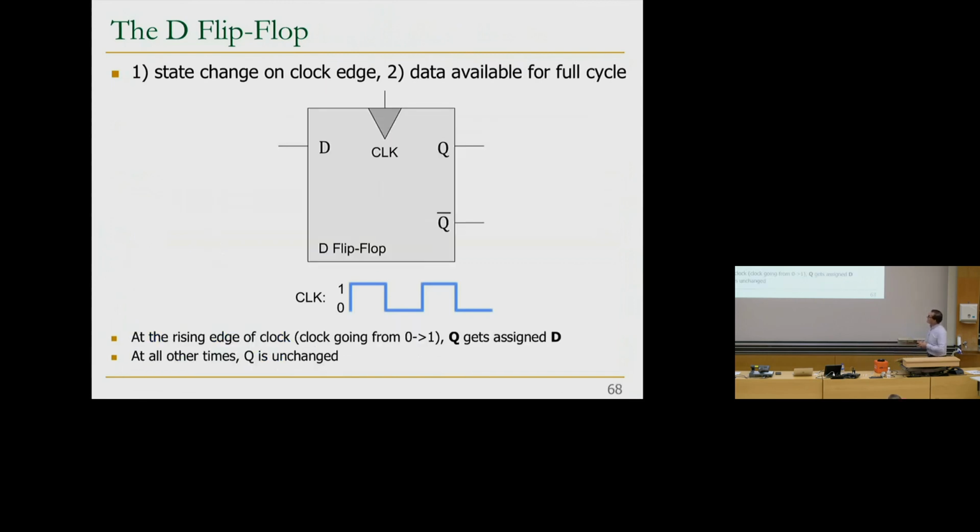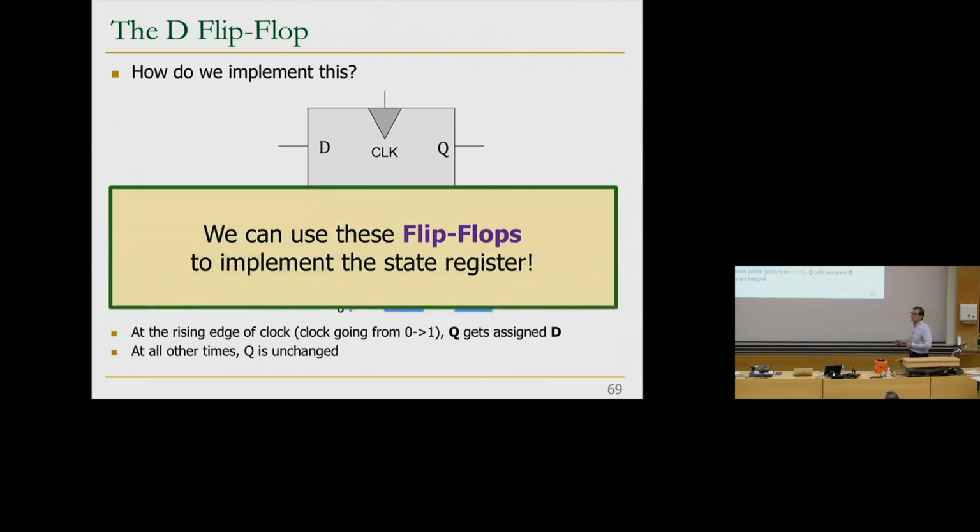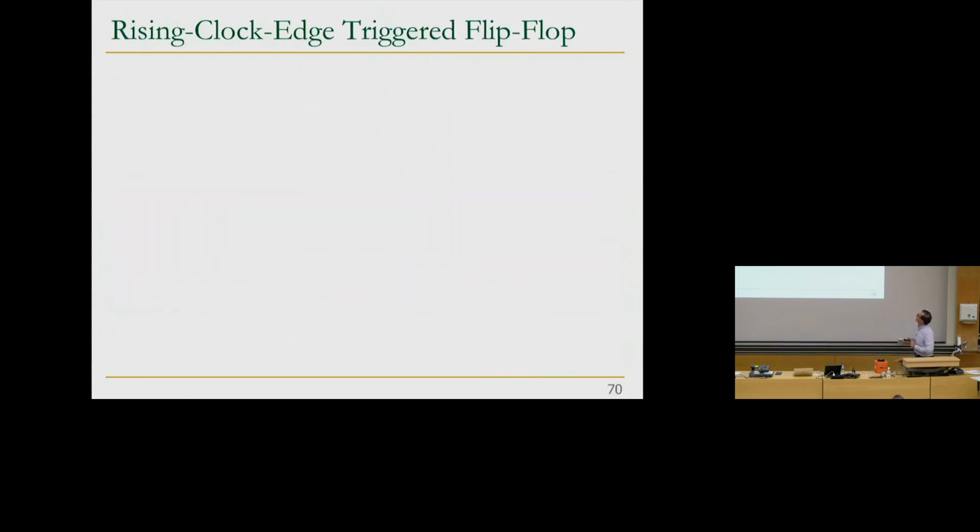So basically, this is the D flip-flop. This is how we abstract it. And its behavior is this way. At the rising edge of the clock, Q gets assigned D, and at all other times, Q is unchanged. We've guaranteed that behavior by constructing the circuit the way we did. Now we can use these flip-flops to implement the state register, because this has exactly the behavior we want. The state doesn't change during the entire clock cycle until you go to the next clock cycle.